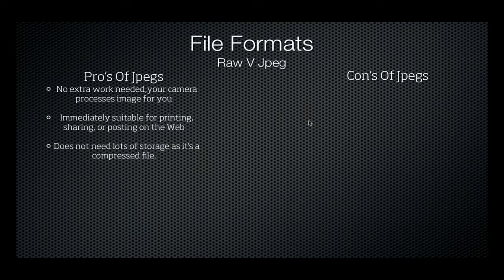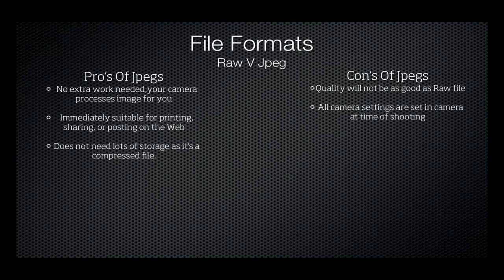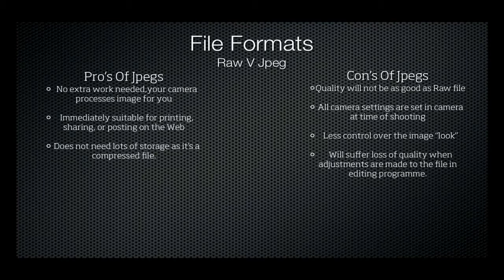The cons of JPEGs is the quality is not as good as a RAW file. All the camera settings are set in camera at the time of shooting. That's not particularly a bad thing, but if you want a little bit more control, with RAW you can obviously make a lot more of those decisions later when you develop the file. So there's a little bit less control over the image look. Now, again, that's not entirely true, but what I'm getting at is that when you start manipulating a JPEG file, maybe changing the colours, the exposure especially, you're going to start damaging the file, and therefore the quality suffers.